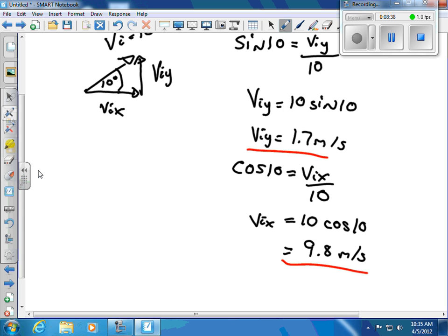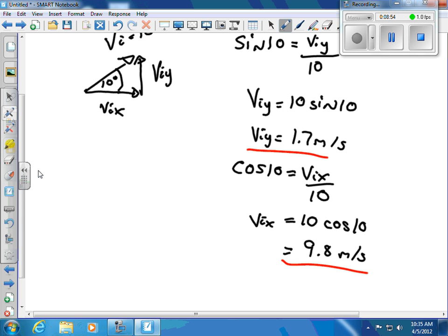What's a good golf shot? Well, we'll go over it after. So let's find the range of the ball. What do we need to know to find the range? Distance, yeah, our distance in the x. d equals v_i times time.